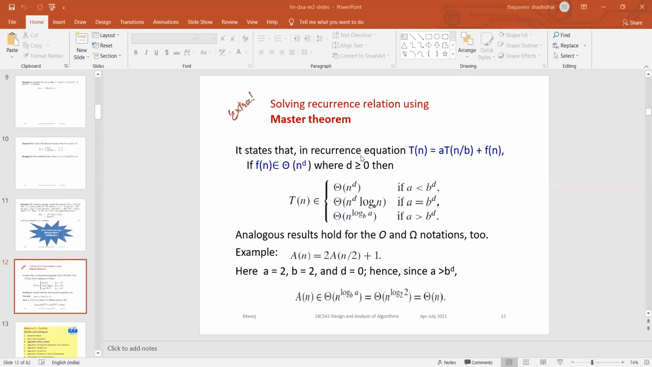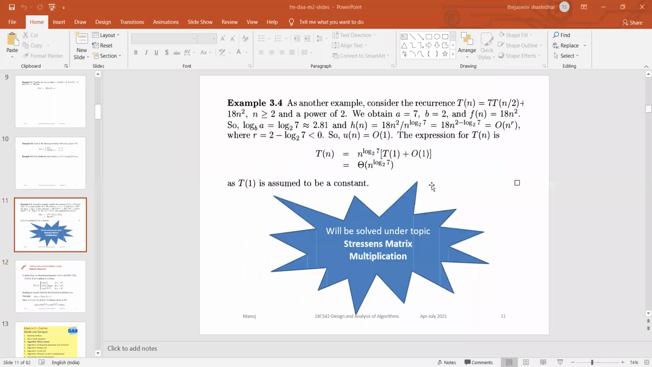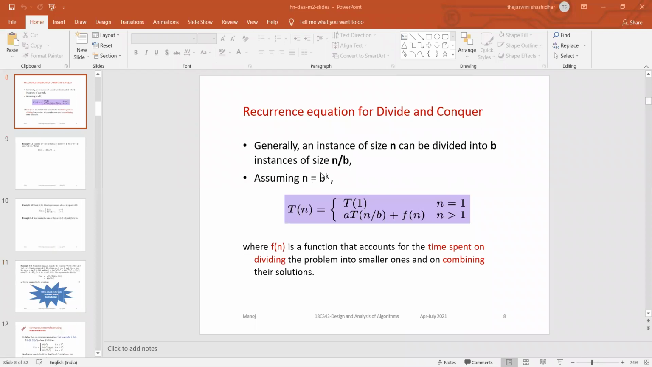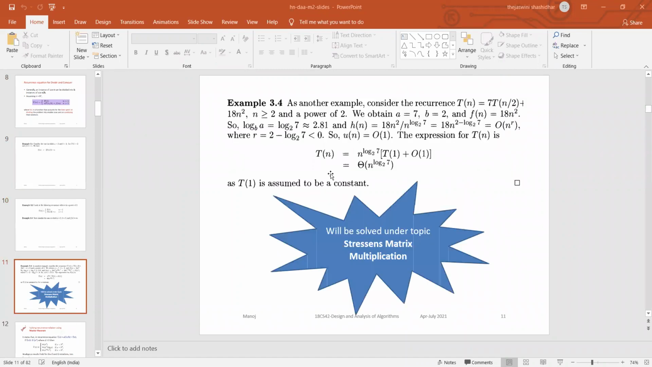So it states that in the recurrence equation, T of n is equal to, what is the formula you have? The formula is a T n by b plus f of n. Okay. So if this is the recurrence equation, and if f of n belongs to theta of n^d, this is the formula, and you have to remember this particular thing. If f of n belongs to theta of n^d, where d is greater than 0, then you have to go with conditions. If a is less than b power d, so what is b? n is equal to b power k. Now you substitute b power d here. So what is the value you will be having?